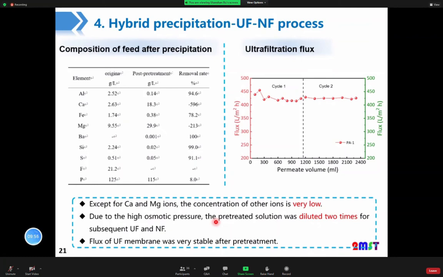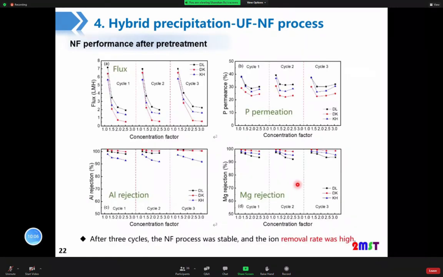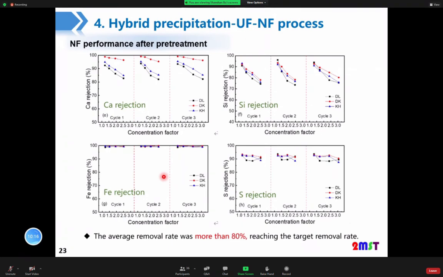As shown in the figure, the flux of the ultrafiltration membrane was very stable after pretreatment. After 3 cycles, the nanofiltration process was also stable and the ion removal rate was high. The average removal rate was more than 80%, reaching the target removal rate.